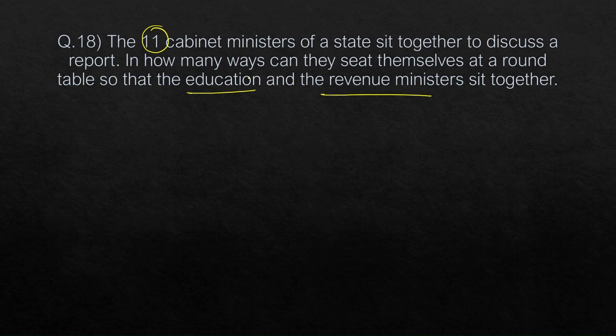In this case, the difference is just that here the circular case has come in. So originally the total number of elements that you have is 11, or perhaps elements here means the cabinet ministers of a state who are supposed to sit together. But here, two elements, that is education minister and revenue minister, are supposed to sit together. We have that formula, right? N minus P plus 1. Because we consider the education and revenue ministers as just one element. We have discussed these kind of questions earlier also.